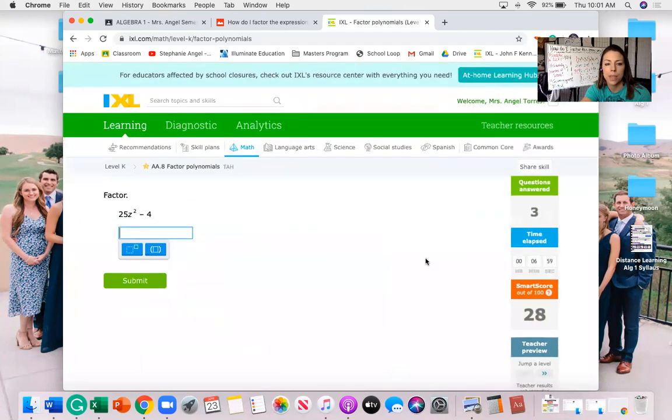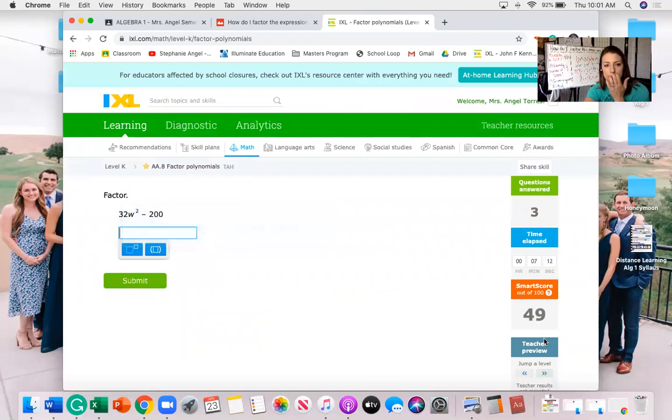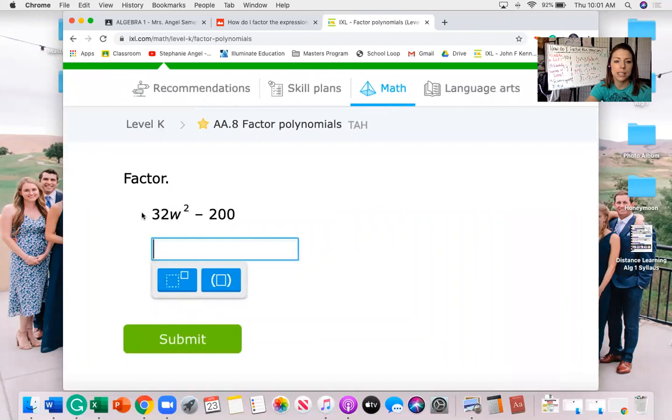All right, brilliant. Okay, so it is going to take you a little while to get out of the lower SMART scores. And I can tell you right now, this is a difference of 2 squares, just looking at it, because it's a difference and both of these are perfect squares. So we're going to go ahead and jump a level. Let's see what happens when we get all the way up to 49. Ah, this is an interesting one. Let's take a look here.